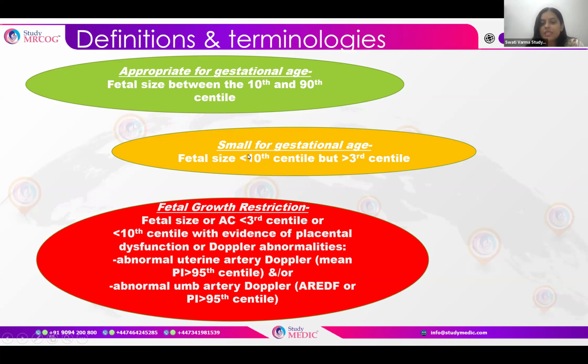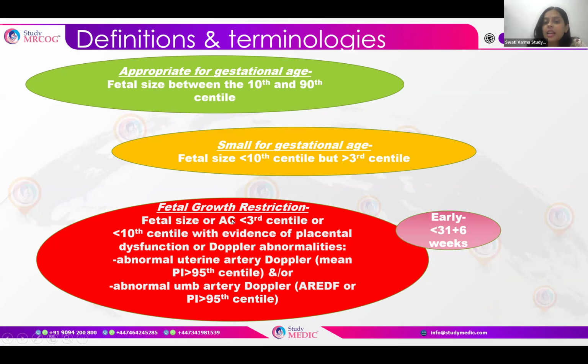So any fetal size less than the 10th centile but more than the 3rd centile and no Doppler abnormalities is small for gestational age. Any fetal size or AC less than the 3rd centile, with or without Doppler abnormalities, is FGR, or fetal size between the 3rd and 10th centile with Doppler abnormalities is again FGR. So SGA is somewhat benign, FGR becomes more pathological, we can say.